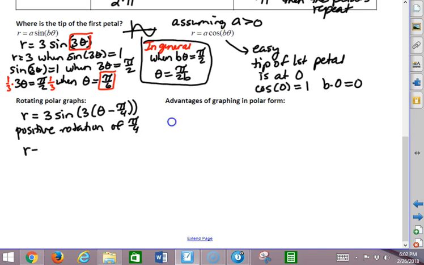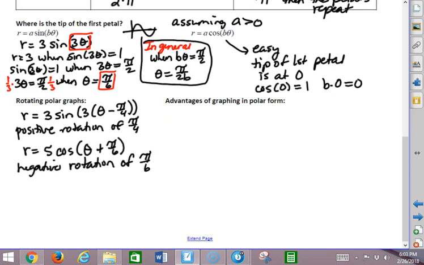If we had, for example, r equals 5 cosine of theta plus pi over 6, this would just be a circle that we're adding. This would be a negative rotation of pi over 6. So whatever we do to theta, if we add or subtract something directly to theta in the equation, that will rotate the graph.